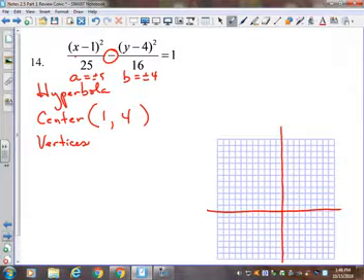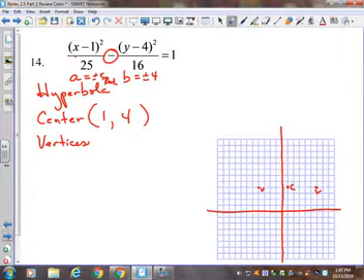All right, so we're going to plot our center, and we're going to count this 5 out in an X direction. This is all about right or left. So 1 over, 4 up, put your center. Count 5 one way from that to the right. 1, 2, 3, 4, 5. And 5 left. 1, 2, 3, 4, 5. Those are your vertices.